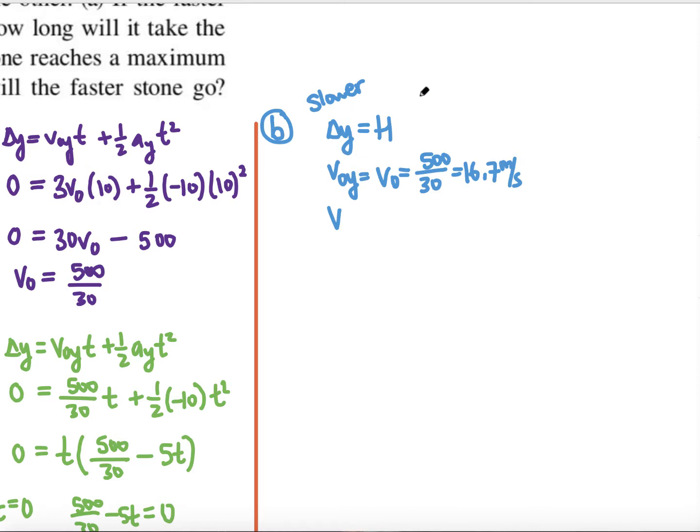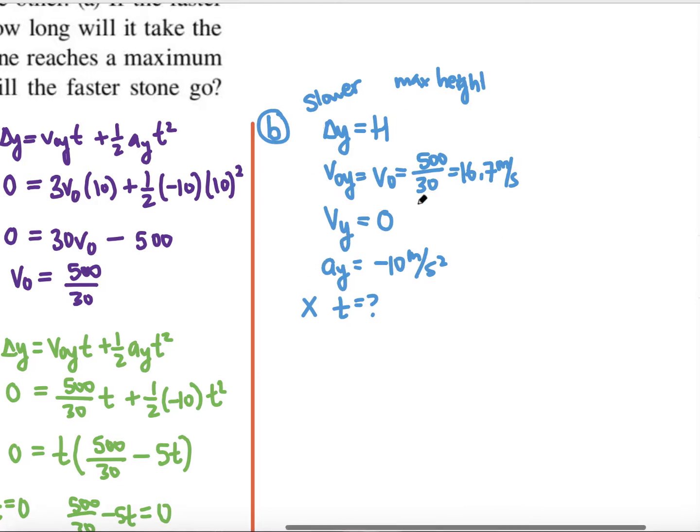We now know we want to go to maximum height, right? And what that does for us is it lets us say that our final y velocity is 0, and our acceleration, as always on Earth, is -10. And we don't actually care about time, but for completion's sake, let's put it there. And so now we have these 4 things that we can use.